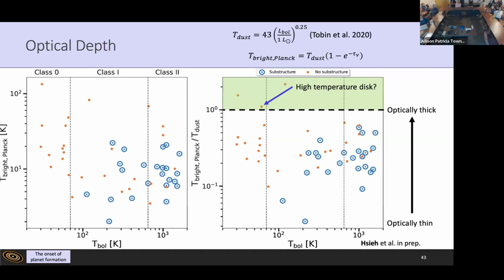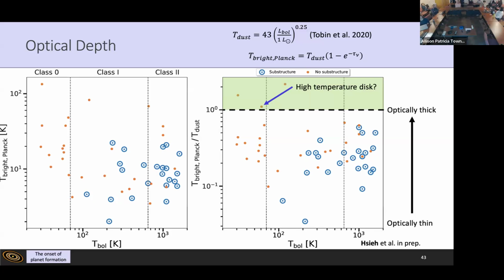But it's important to point out that this method is very simplistic, and we need multi-band ALMA observations to calculate the spectral index and to actually know whether the disk is optically thick or not. So just keep in mind that we see substructures start appearing in early class 1, but this could be an upper limit. Substructures could appear earlier if the disk is not optically thick.